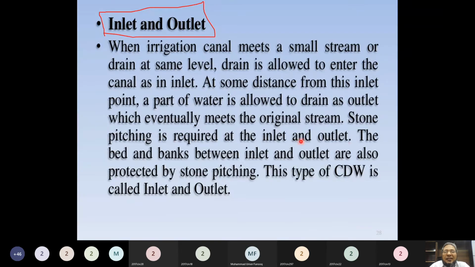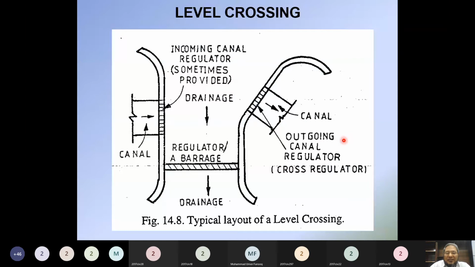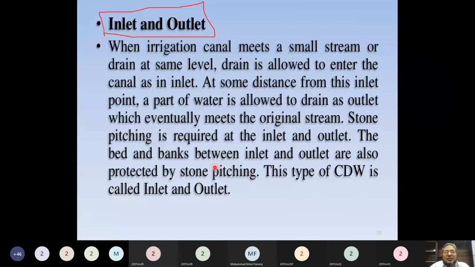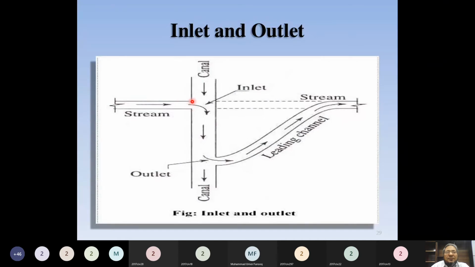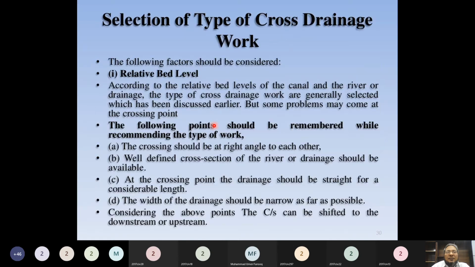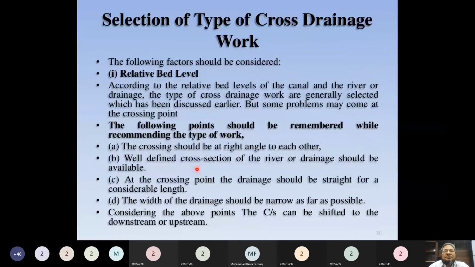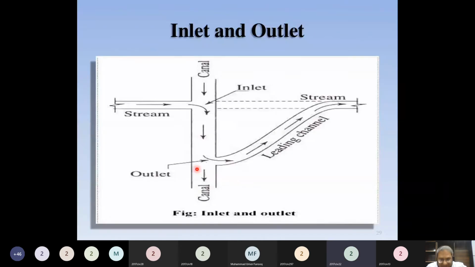So stone pitching is required at the inlet and outlet. We provide stone pitching here on the inlet and outlet, as these should not be washed out. The bed and banks between inlet and outlet are also protected by stone pitching. So stone pitching is carried out here on the canal. So that is the inlet and outlet. Is it clear? Yes, sir.